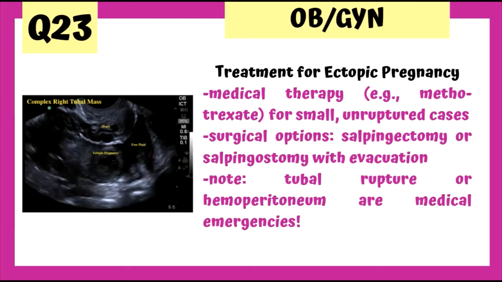Now, treatment for ectopic pregnancy. Well, medical therapy would include methotrexate for small unruptured cases. Surgical options would include salpingectomy or salpingostomy. Salpingostomy would simply take out that portion of the fallopian tube to allow the egg to escape, not take out the whole fallopian tube. And tubal rupture or hemoperitoneum are medical emergencies.